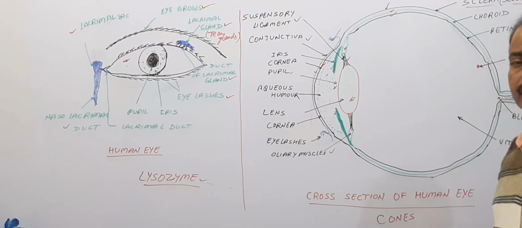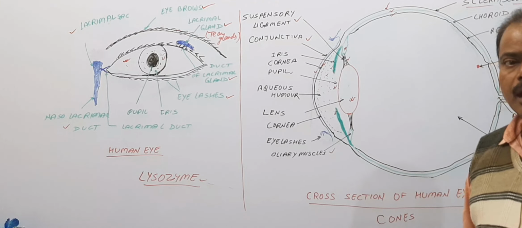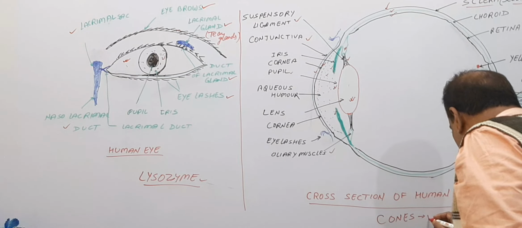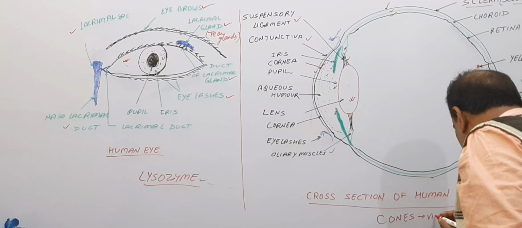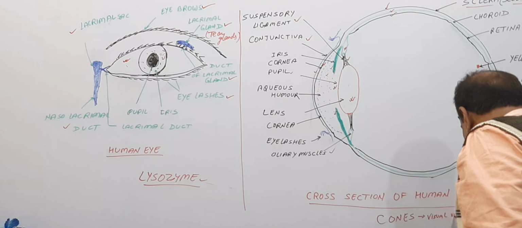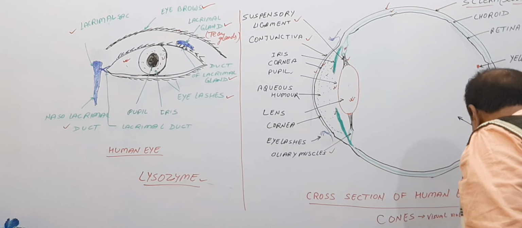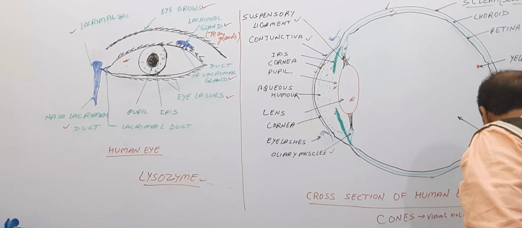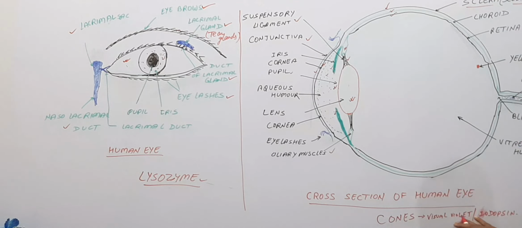Cones are sensitive to bright light, and they have a pigment known as visual violet, which is also known as iodopsin. So visual violet or iodopsin is present in the cones or cone cells, which are sensitive to bright light or color vision.